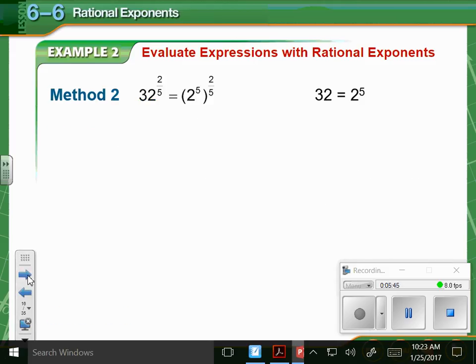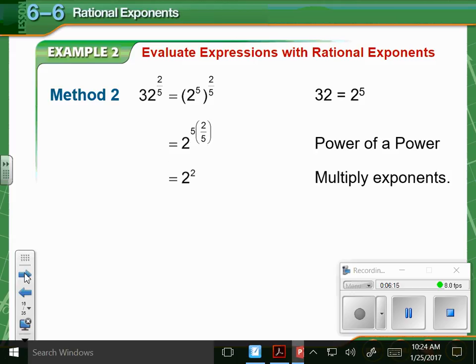The other method is to take the 32 from the very beginning and break it down into its prime factorization of 2 to the 5th. And then I could multiply my exponents together. 2 to the 5th to the 2/5 would multiply those together. The 5's will actually cancel each other out. You'll be left with 2 squared, which is 4.